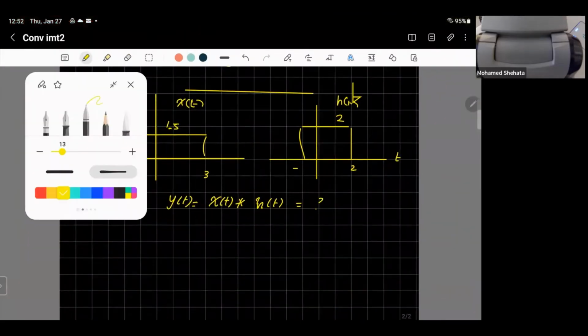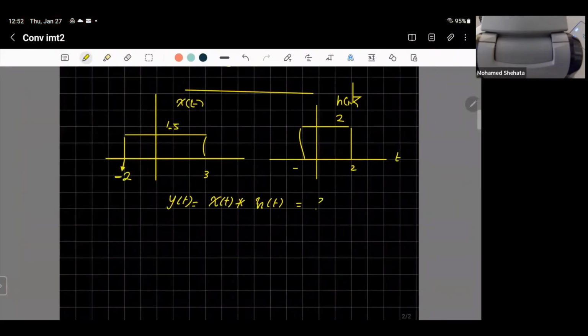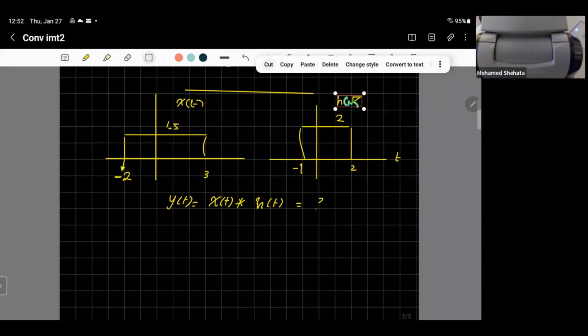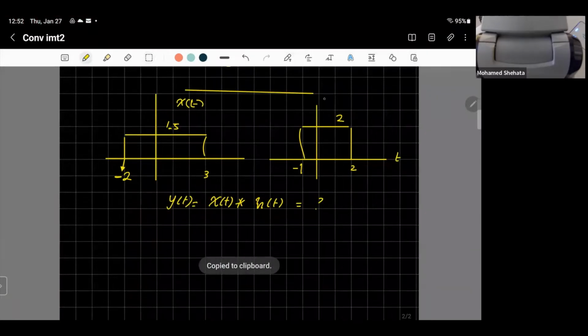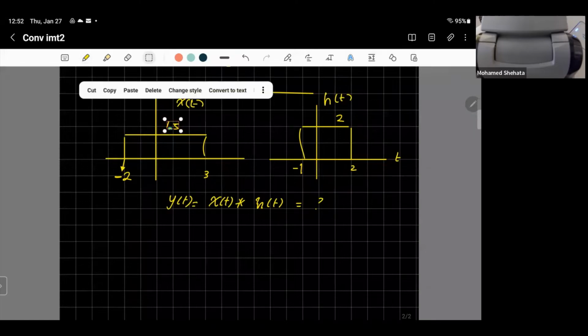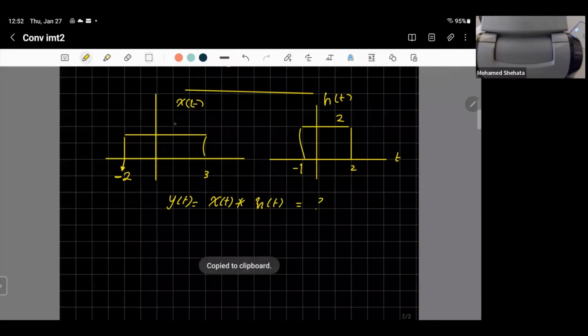Okay, so that's from -2 up to 3, and this from -1 up to 2. The first thing you do, what does that say of the h of t? Okay, that's h of t. And the value 1.5 here, and the value there is 2.